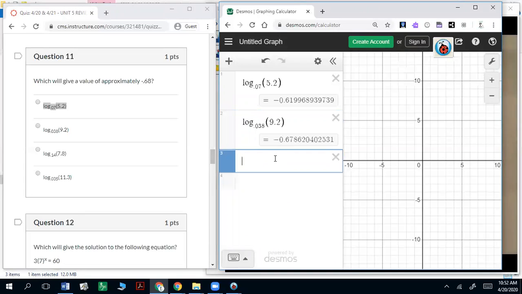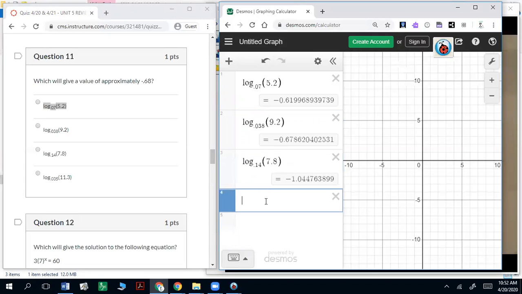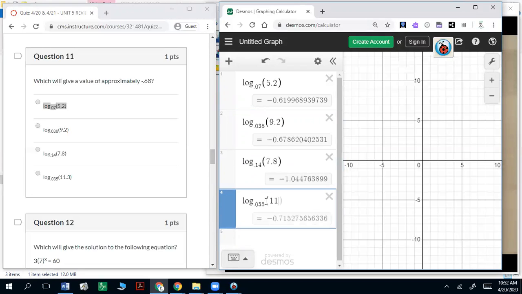Let's try the other ones. Log, shift 0.14, right arrow, parentheses 7.8. That one's a little further off, so that would not be the answer. So if I'm going based off my answer choices, this is going to be the one closest to negative 0.68. So I'm going to pick that answer.